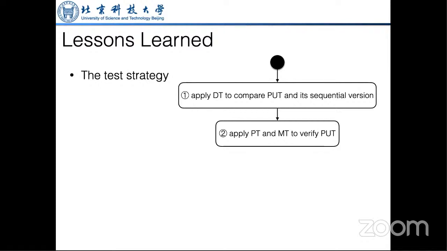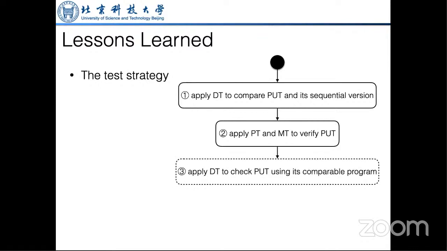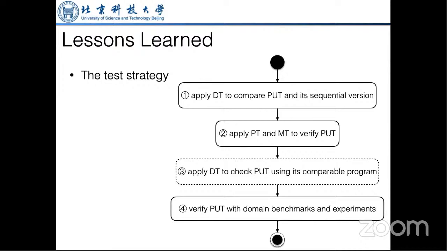Third, if a comparable program P' is available, test put by comparing with P'. Finally, validate put with domain benchmark problems to address domain experts' concerns. The last step is essential because domain experts usually value those domain problems highly.